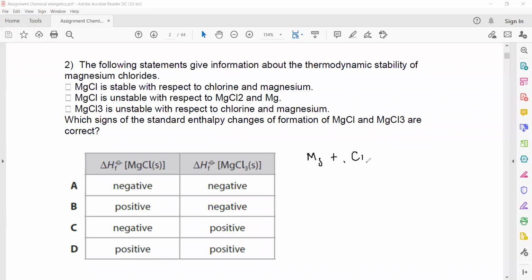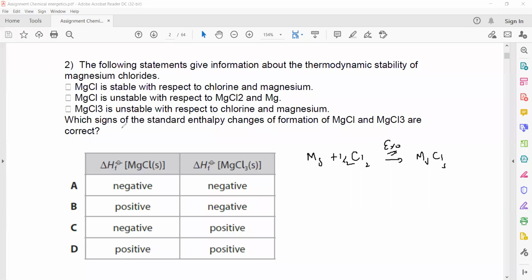Magnesium reacted with chlorine to form 1 mole of magnesium chloride in a solid state. Because they mention it, magnesium chloride is stable with respect to magnesium and chlorine. So it means that this is having a low energy. The magnesium chloride MgCl2 will have lower energy as compared to the elements. So if lower energy, it will be exothermic. MgCl is unstable with respect to MgCl2 plus Mg.